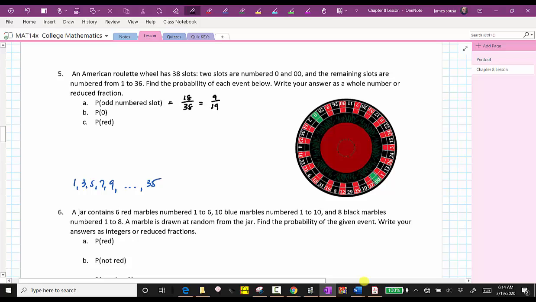Next, we want the probability the ball lands on a 0. There's only one single 0 on the wheel, and therefore there's one favorable outcome out of a total of 38. The probability is 1/38.